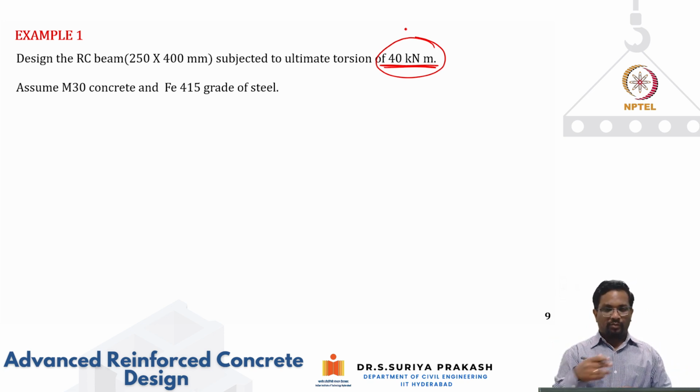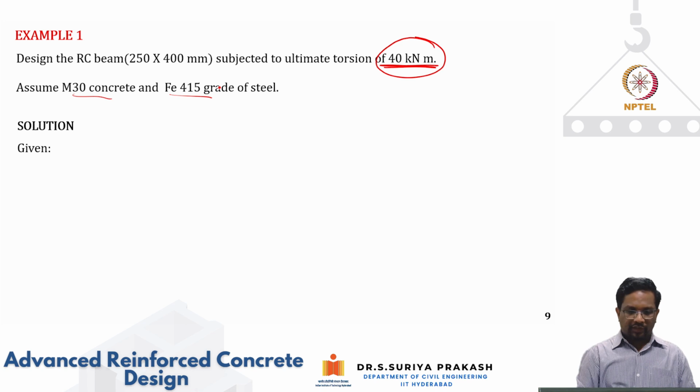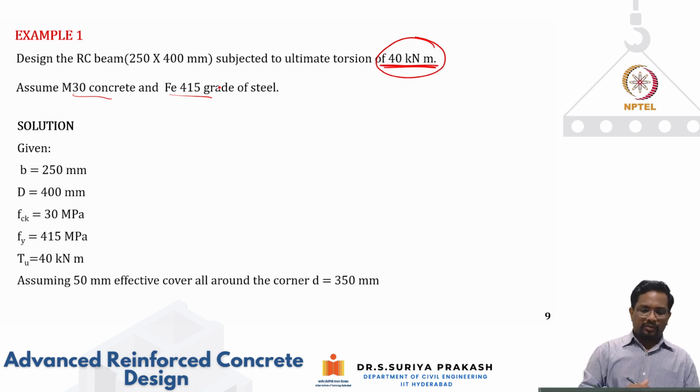But if you see the amount of stirrup requirement, you'll find that the moment you are designing for torsion, your stirrup requirement spacing will become very tight. Your 8 mm and 10 mm stirrup may not work. You have to go for a larger diameter. So let's see. You're going to use M30 concrete and Fe415 grade of steel. So let's see the solution. And these are your dimensions that are given to you.